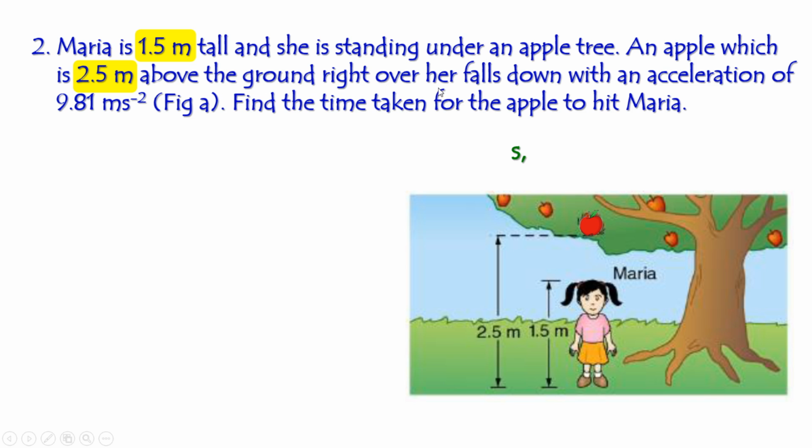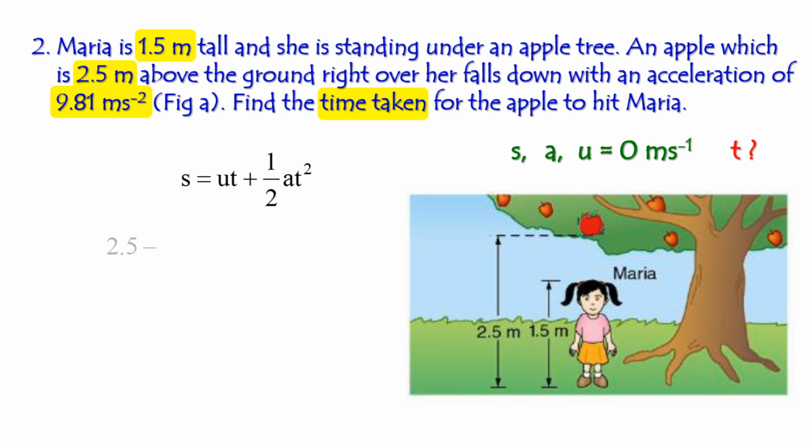About the ground, the apple falls down with an acceleration of 9.81, okay? 9.81 is the acceleration. So can you find out the time taken, the t? It is the unknown. You need to find out the time taken for the apple to hit Maria. The apple should be initially at rest because it is on the apple tree. And when it falls down and hits Maria, what should be the distance?